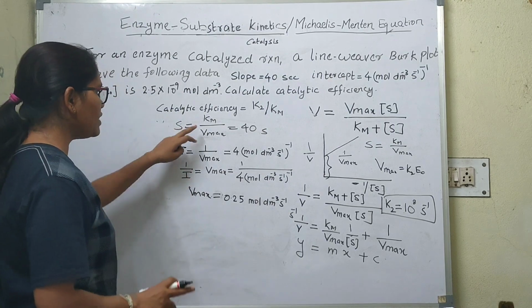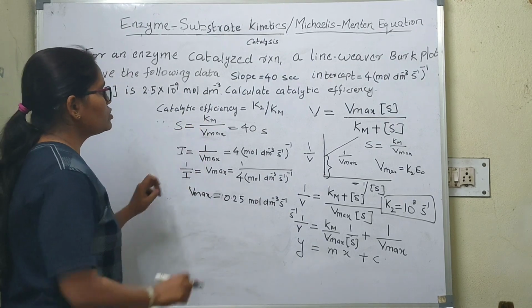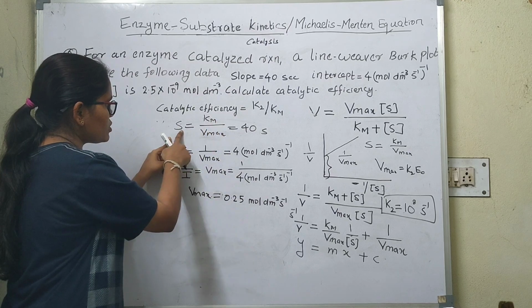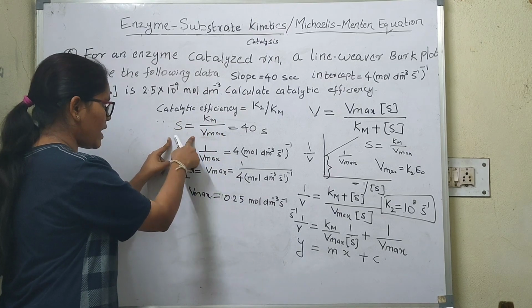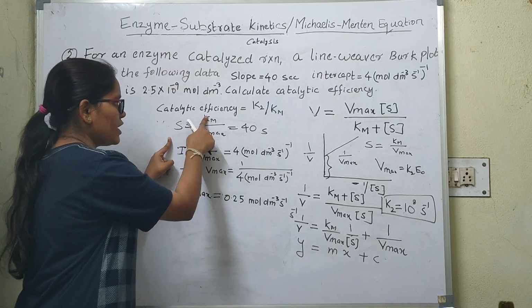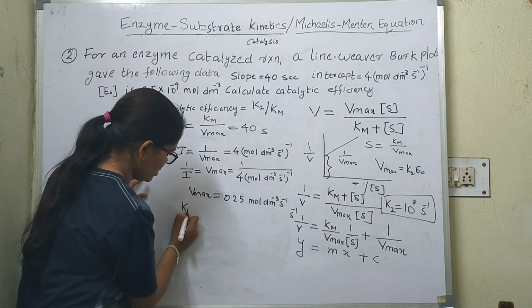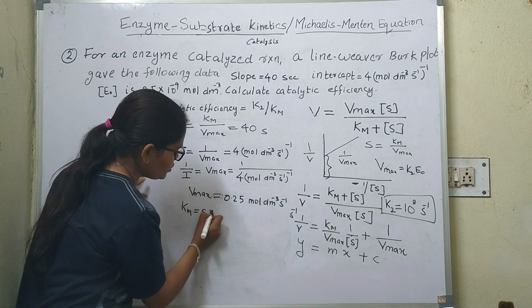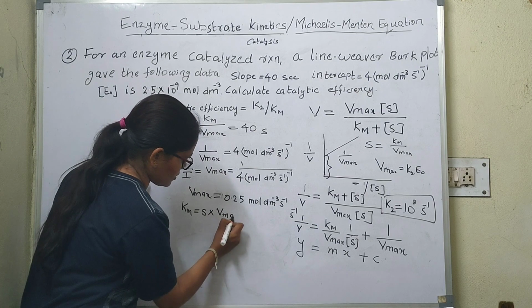So we can find the value of Km from this slope. How can I get the value of Km from the slope? If I do slope into Vmax, I will get the value of Km. So Km will be slope into Vmax.